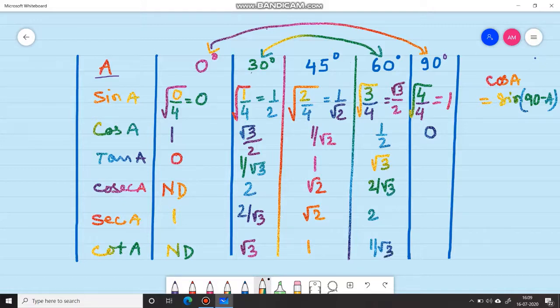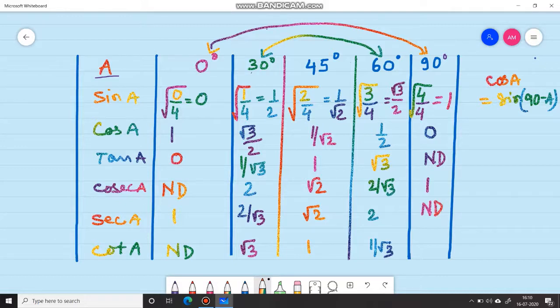Now look here. How much will be tan here? Sin 90 is 1. Cos 90 is 0. So 1 by 0 is not defined here. Now see cosec. Cosec means 1 by sine. Sine 90 is 1, so 1 by 1 is 1 here. Now sec. Sec means 1 by cos. Cos 90 is 0. So here sec 90 will be not defined.